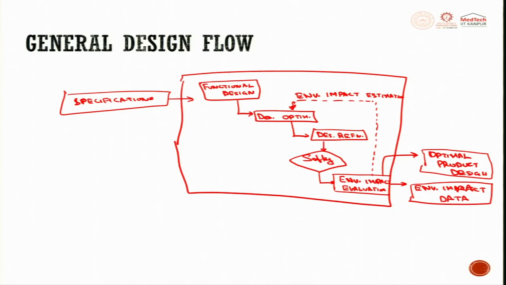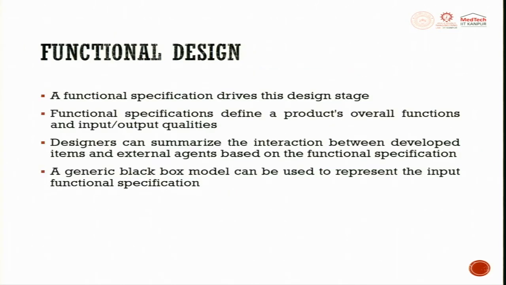Now, the next step in this is how this drives the design stage. A functional specification drives this design stage. The functional specification defines a product's overall functions and input and output qualities. The designers can summarize the interaction between the developed items and external agents based upon the functional specification. When I say functional specification, for example, this bottle opener, the function was just to open the bottle, number one, primary function. Secondary function, it has to be held in the hand, so the length has to be accordingly. Number three, the size has to be so designed that it can be held ergonomically.